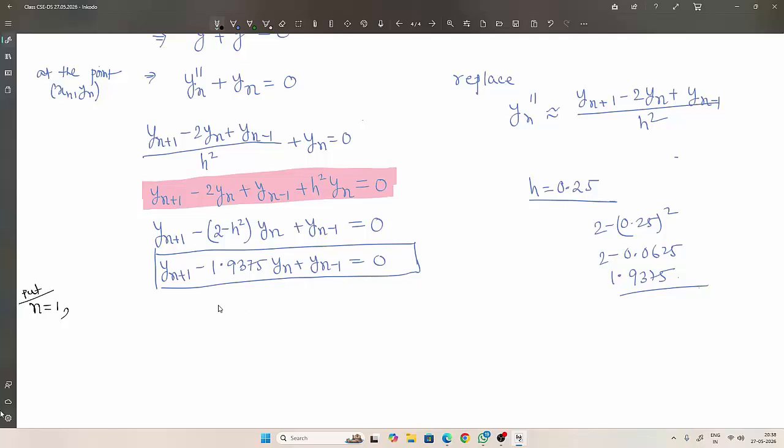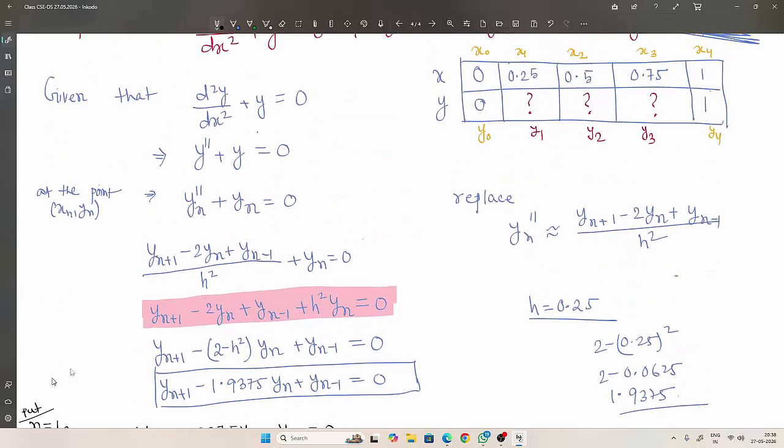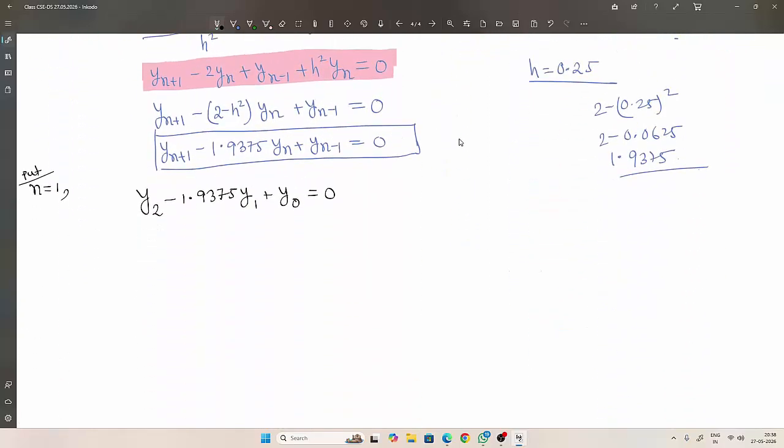N equal to 1. So what equation are you getting? Like n equal to 1 means y2 minus 1.9375 y1 plus y0 equal to 0. Now you already know the value of y0. What is the value of y0? It is 0. The y0 value is already given, you can see it in the table. So put the y0 value here.